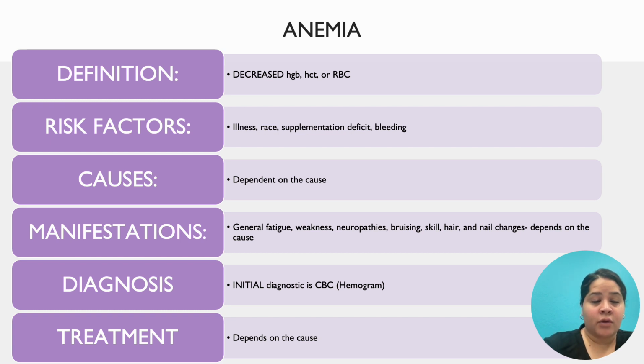Manifestations generally include fatigue, weakness, neuropathies in some of the anemias, bruising, skin, hair, and nail changes. And again, remember that what the manifestations will look like depends on the type of anemia and how long the anemia has been present.